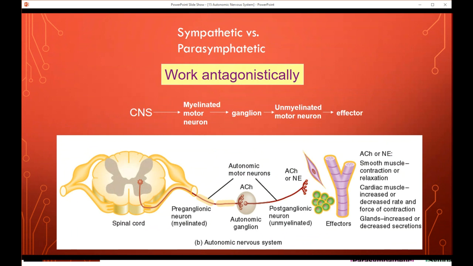So for instance, maybe your pupils would dilate so that you'd really be able to see that lion, tiger, or bear, so that you could see better, right? Your heart rate might increase. The force of the contraction of your heart, like, oh my gosh, my heart is pounding out of my chest. That would be a sympathetic response. You may see an increase of sweat. You might feel an increase of saliva in your mouth. Your mouth is not going to feel dry. It's going to feel really moist.